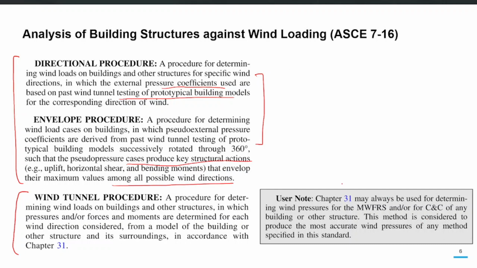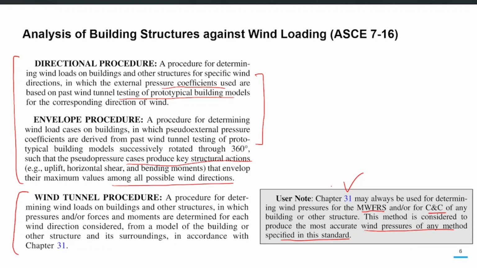So chapter 31 may always be used for determining wind pressure, which means the wind tunnel procedure may always be used for the determination of wind pressure for the main wind force resisting system as well as for components and cladding. And this method is considered to produce the most accurate wind pressure of any method specified in this standard. So which means that you can always go for the detailed option.